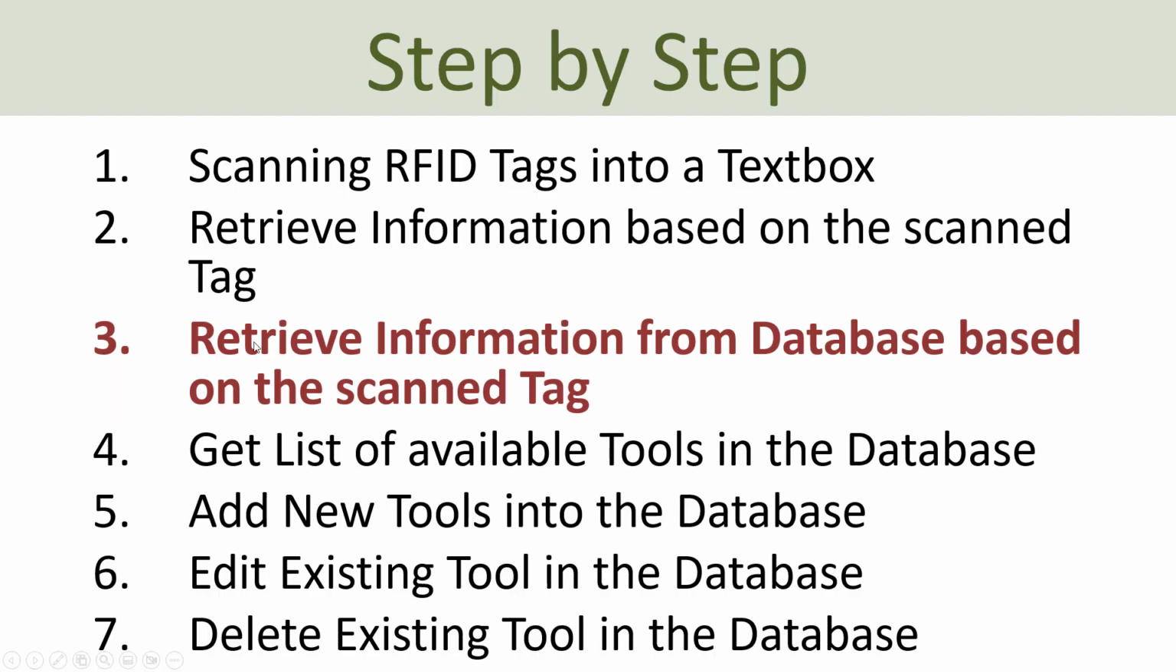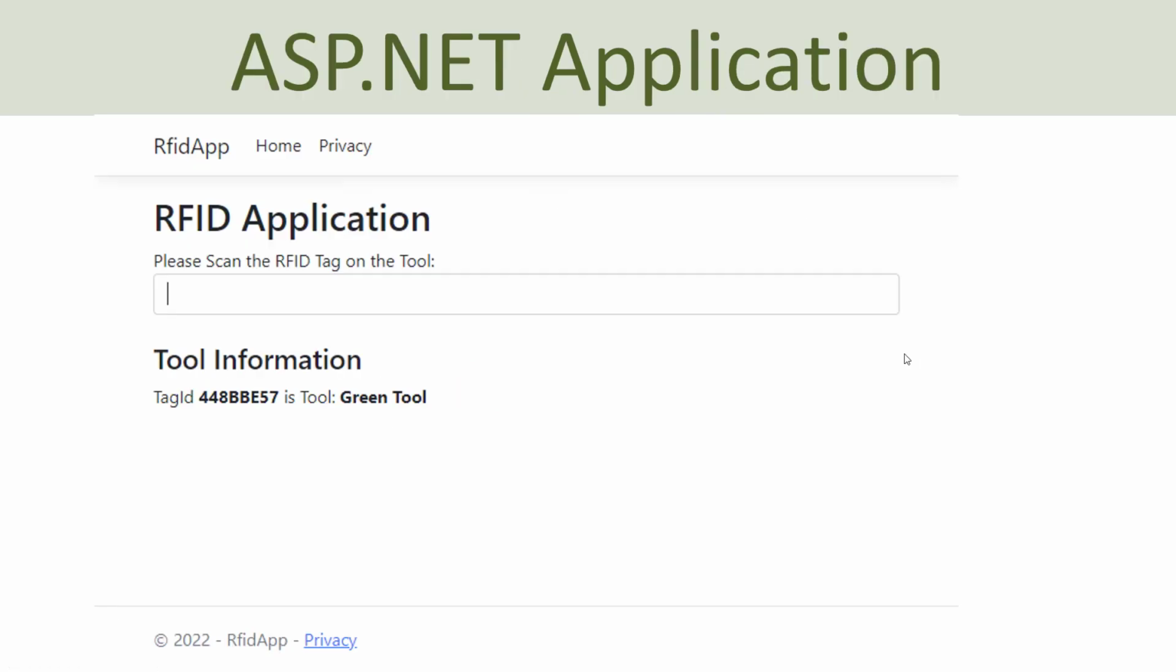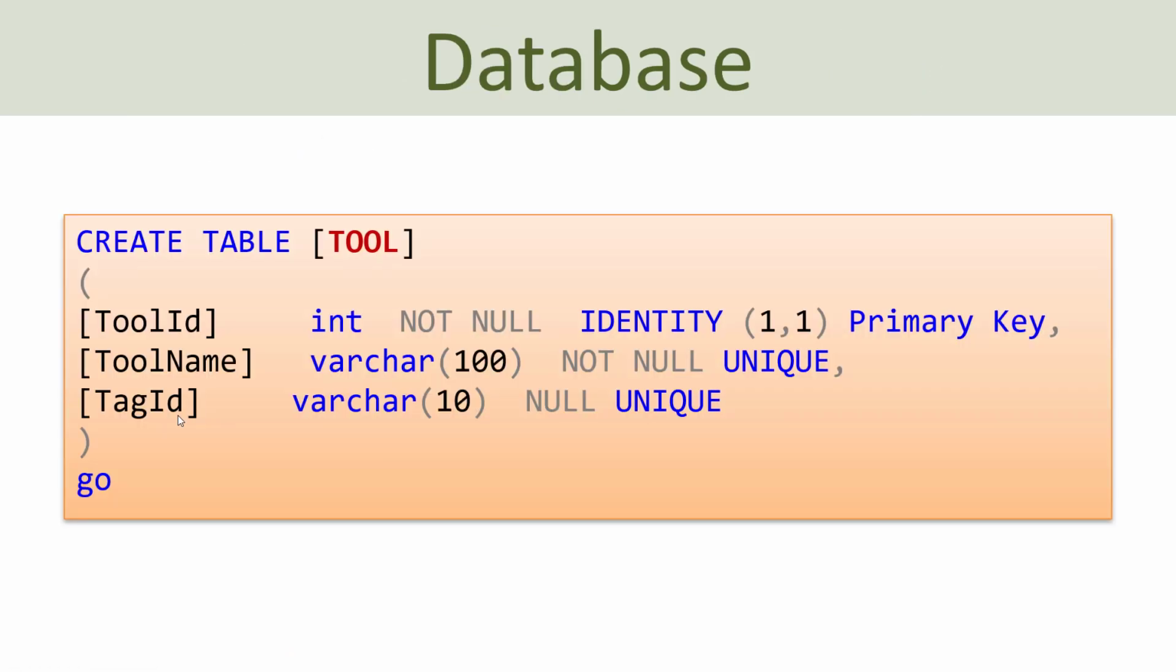So in this step we are going to retrieve information from the database instead, and we are going to use an SQL Server database. So here you see the graphical user interface, which is identical to the previous step, but this information in the bottom here is now not hard-coded in the C# file, but is retrieved from the SQL Server database. And in order to do that, we need to start by creating a simple database in SQL Server.